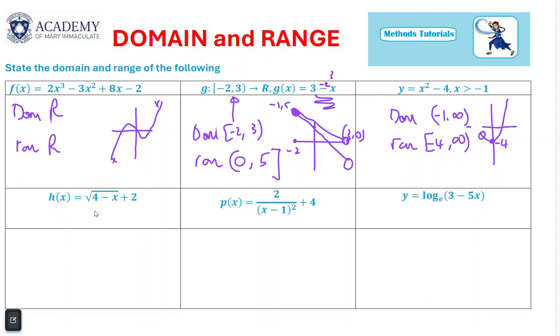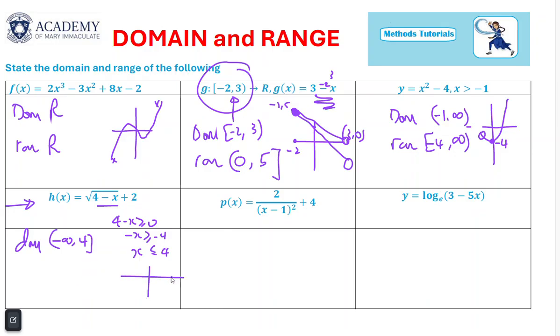Okay, so for the next one, these are our three implied domains. I am not told a restricted domain like I was here, but there is a restricted domain, but I can work it out. This square root, 4 minus x is bigger than or equal to 0, minus x is bigger than or equal to negative 4, x is less than or equal to 4. So that's my domain, negative infinity through to 4 inclusive. And the little graph would tell me I'm across here at 4 and up at 2, and the graph shoots like that, which gives me a range of 2 to infinity.